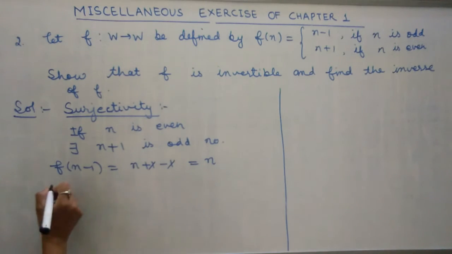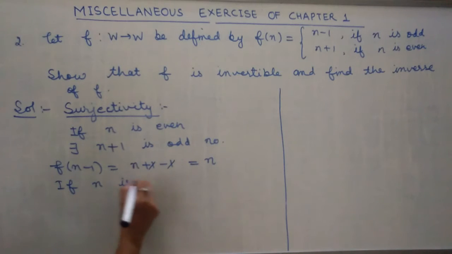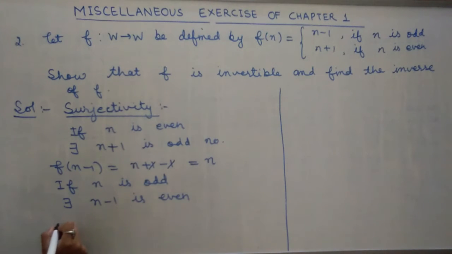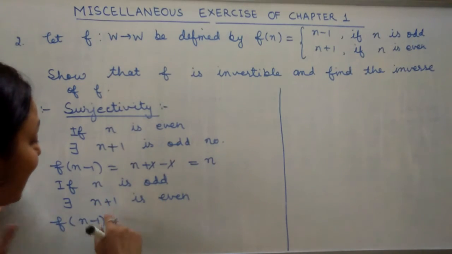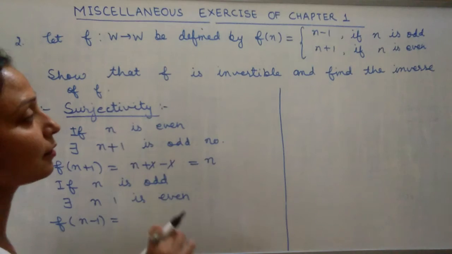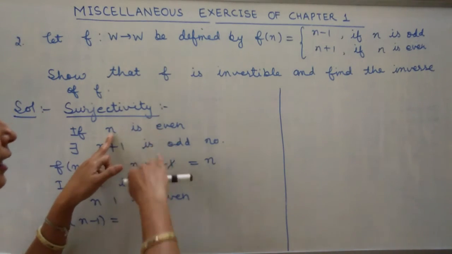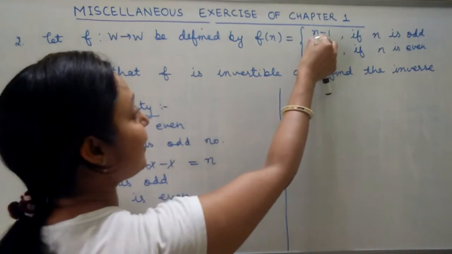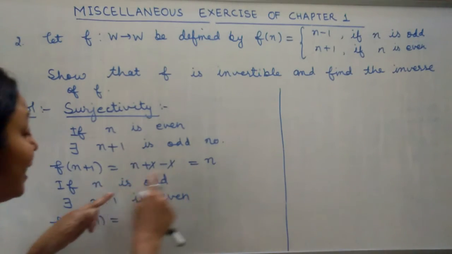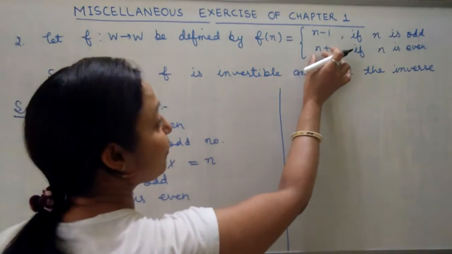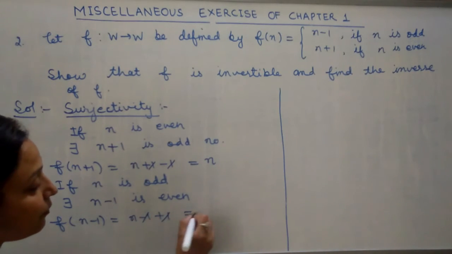We get n. Second case, if n is odd, n minus 1 is even. So we have to work for n minus 1, that is for an even number. First of all, n is even, and if n is even, then one more number is odd. That means I will put the value f of n plus 1 in this. N plus 1 minus 1. Both are cancelled. We get n. If n is odd, then one subtraction is even. N minus 1, I will put the value here. That is n minus 1 plus 1. Both are cancelled. We will get n.